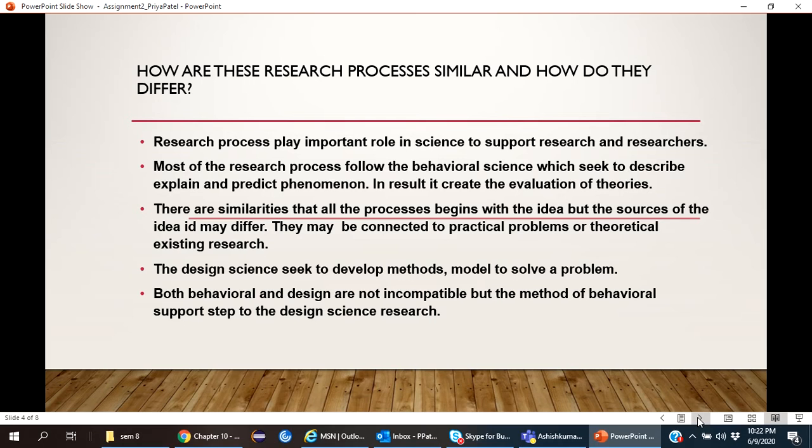The design science seeks to develop methods and models to solve the problem. Both behavioral and design science are not incompatible, and the methods of behavioral science may support and step up the design science research.